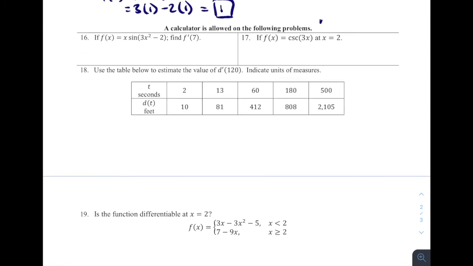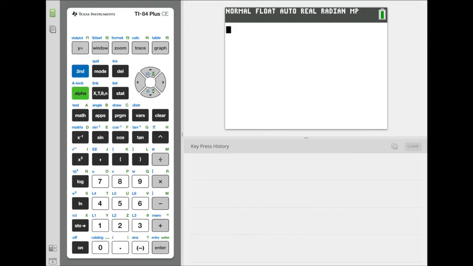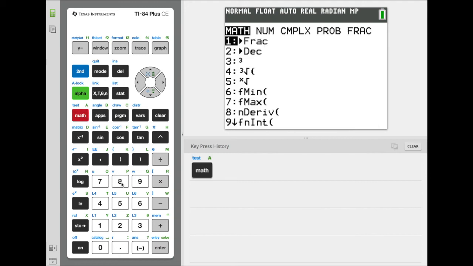So our nDeriv feature on our calculators, as a reminder, you can find that on a TI-83 or TI-84 by hitting the math button and then going down to the number 8. So math and 8 will get you to that nDeriv feature on your calculator. If we wanted to find the derivative of this f of x function, again, we're going to hit math and then 8. It's for nDeriv.